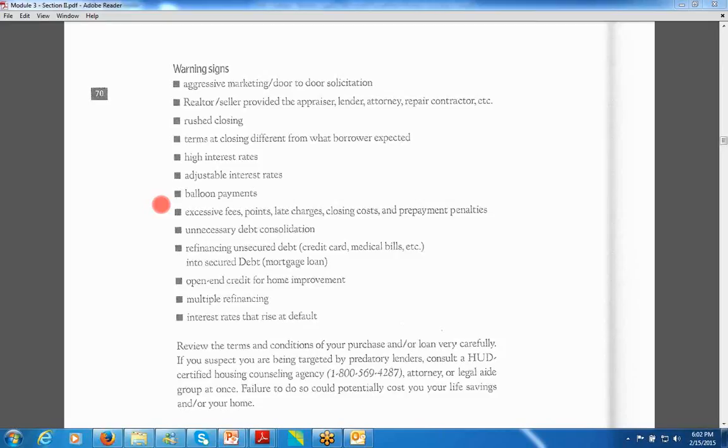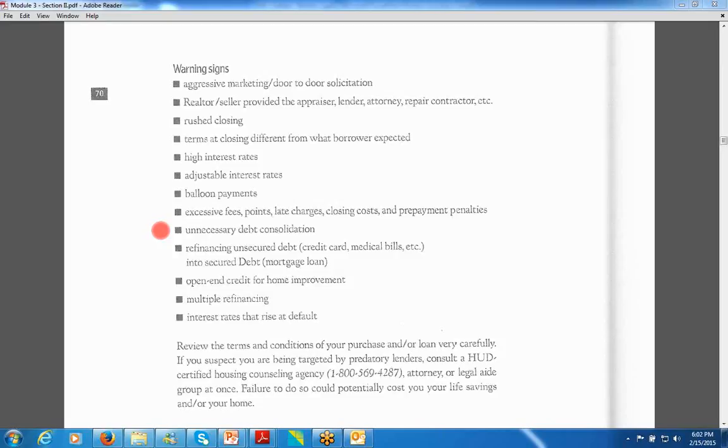Excessive fees, points, late charges, again, those programs limit what fees can be charged. So as long as you're pursuing the better quality product, you don't have to worry about that. Unnecessary debt consolidation, all of these happen when you're playing in the wrong column, pursuing the wrong type of product because you haven't taken the time to clean up and get prepared.